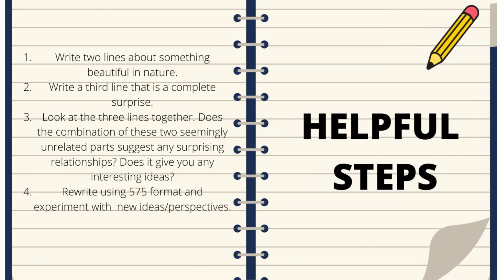Here are some helpful steps to help you with creating your first haiku. Step number 1, write 2 lines about something beautiful in nature. Don't worry about counting syllables yet. Step number 2, write a 3rd line that is a complete surprise. That is about something completely different from the first 2 lines. Keep in mind, it should not be related to the first 2 lines in any way at all.